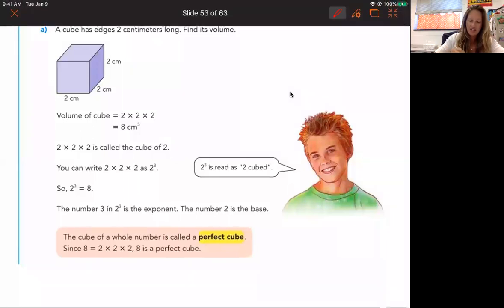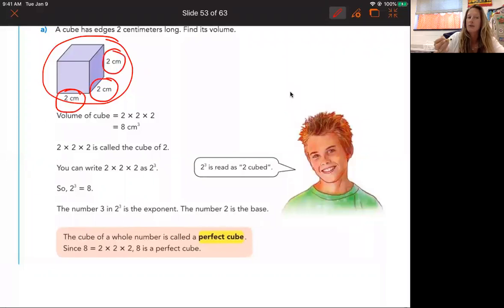So again, think of a cube. Here we have a physical cube. A cube is similar to a square in that all lengths are the same size. That means the length, the width, and the depth are all the same length. This cube here has a length, a width, and a depth of 2 centimeters. So to find the volume, instead of area like a square, I'm talking about volume for a cube, it's going to be my length times my width times my depth.